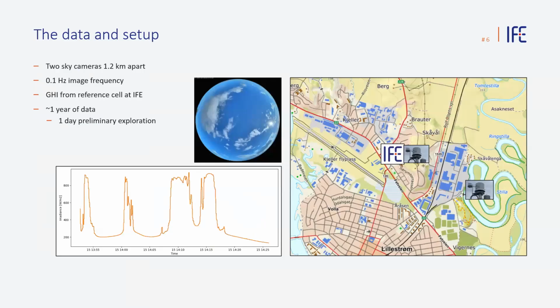At IFE, we have 2 sky cameras positioned 1.2 kilometers apart. They take a picture every 10 seconds, and we have used a reference cell as our target. We have 1 year of data, but for the exploration of preliminary models, we use a single day.